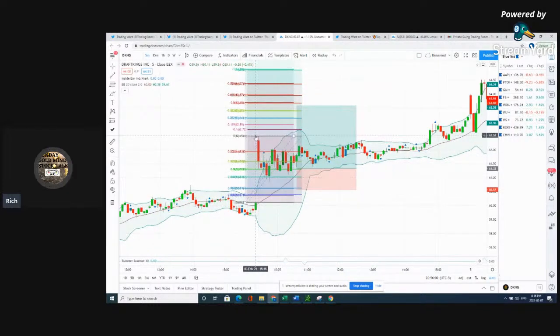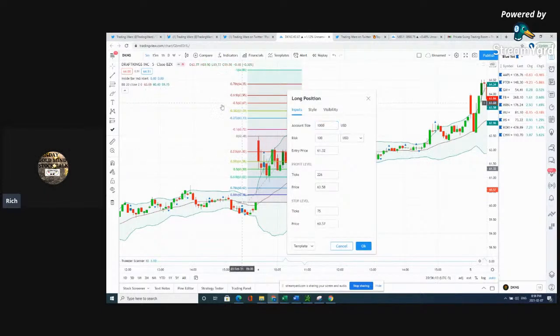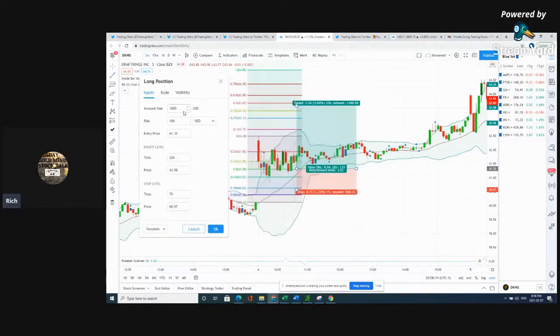Once we have this gap up, I anticipated that DraftKings is going to come to the 50. As soon as this starts coming down, I already put an order at 61 right here. This was my order, 61.32. So I bought 133 shares at 61.32, and my stop loss was 60.57, just below that 786 mark.